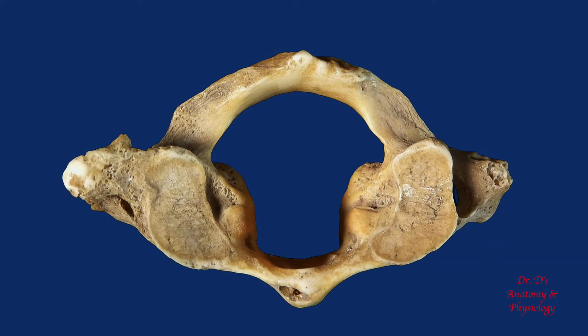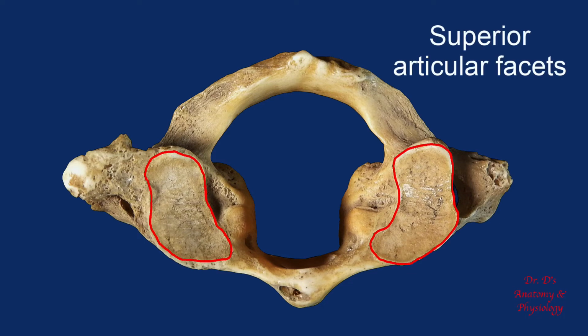Here we have the atlas, and we're looking at it from a superior view. And from a superior view, we can note the hands, so to speak, of the atlas that are holding up the skull. And here are the superior articular facets.